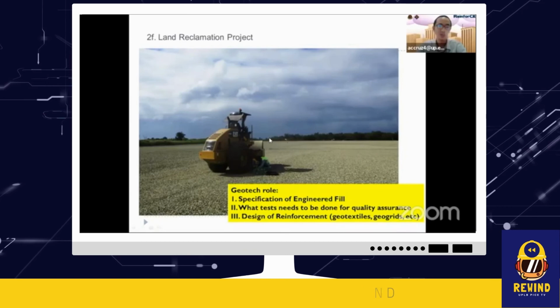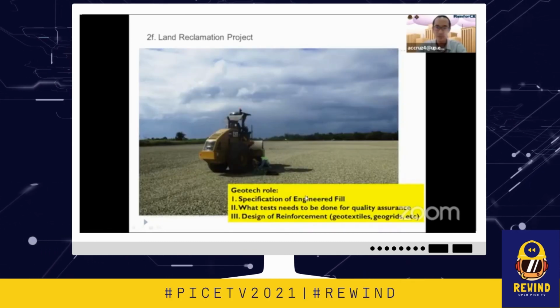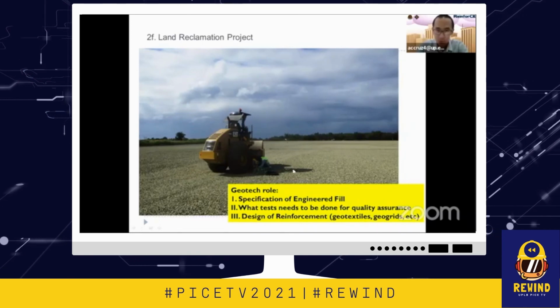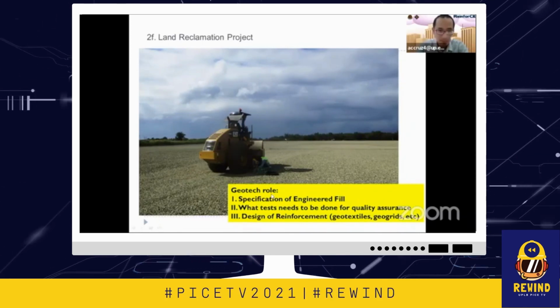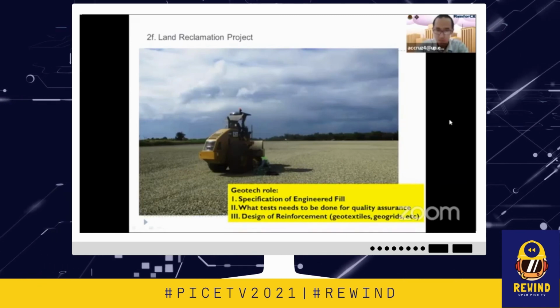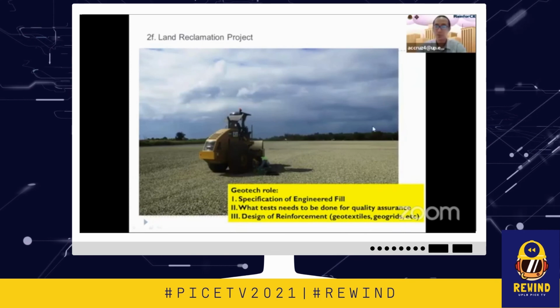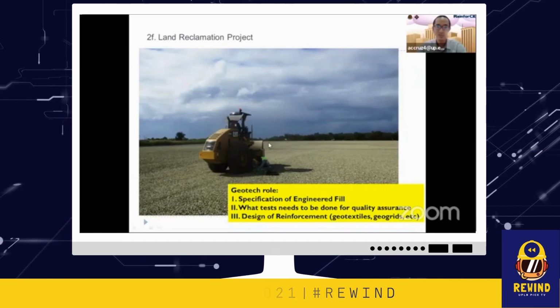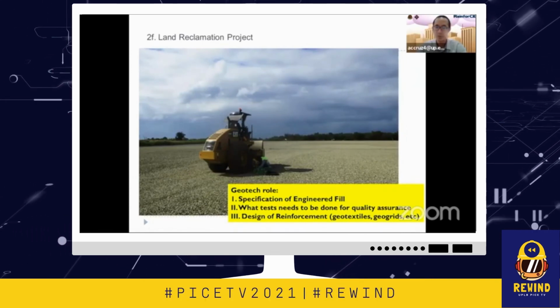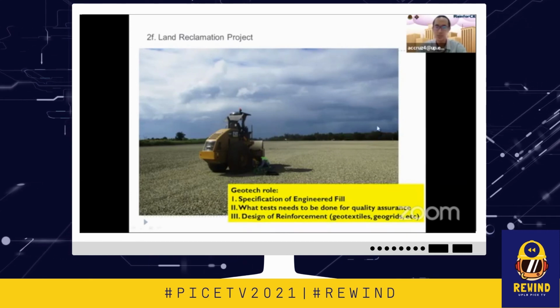So the role of the geotechnical engineer is, number one, to specify the engineered fill to be used. Then what tests need to be done for quality assurance and the design of the reinforcements, just like what we showed earlier: the geotextiles, geogrids, etc.